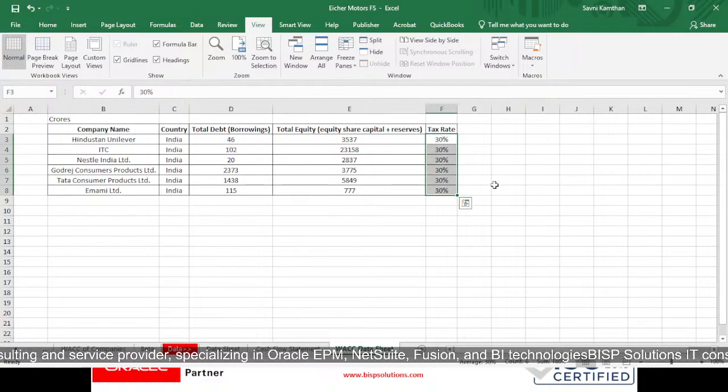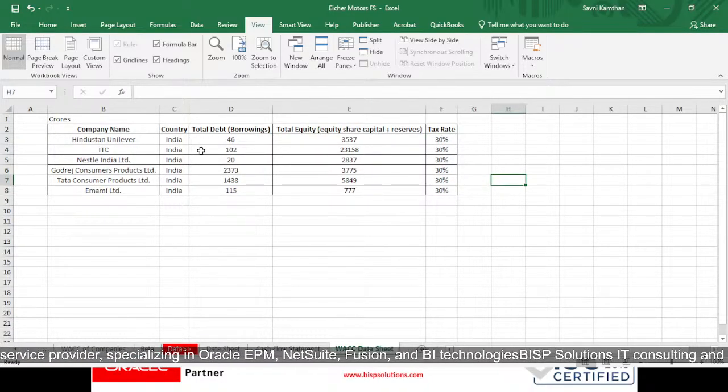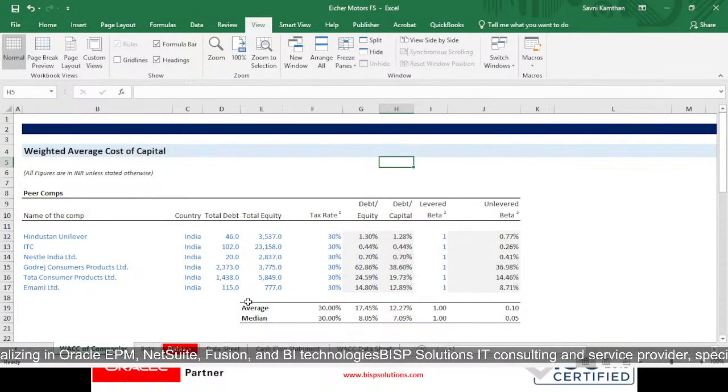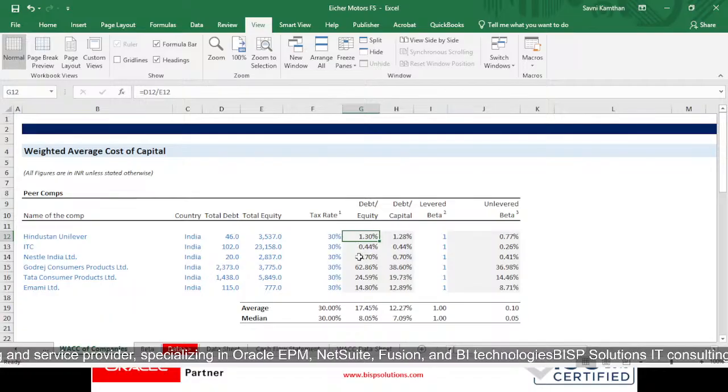And the tax rate will be common for every company over here, right? Now coming to my WACC of the company, I have copy pasted this same data over here, and the tax rate is 30% only, which I have already mentioned in my data sheet also. Now if I want to calculate my debt upon equity, I will divide my debt by my equity. It gives me 1.30%, and I will drag the same formula from Hindustan Unilever to Emami Limited.